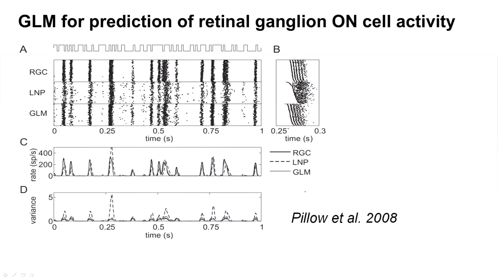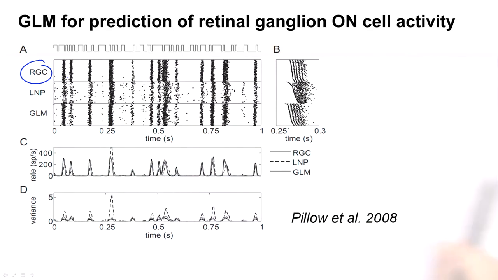Let's see how well such a model does for the prediction of retinal ganglion cell activity. There's a large field stimulation of the retina. Light is switched on and off, and this retinal ganglion cell, one cell, is responding like this to several repetitions of the stimulus.